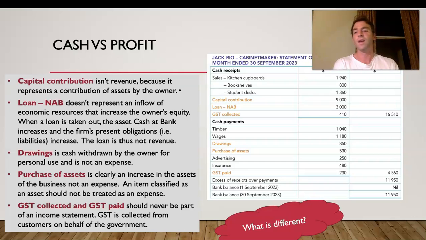Drawings, our 3rd one, is not an expense because there's a specific part of the definition that says drawings are not expenses. And purchases of assets are not an expense because there is no change to owner's equity. We have purchased an asset with cash, so our cash goes down. Our owner's equity doesn't go down because our other asset goes up. And finally, GST, whether it's paid or received, has nothing to do with revenue, expenses, or profit because we are purely just collecting it to give it to the government.